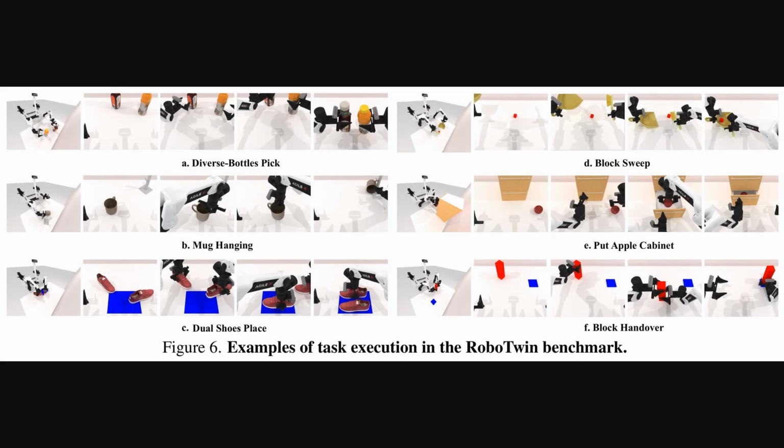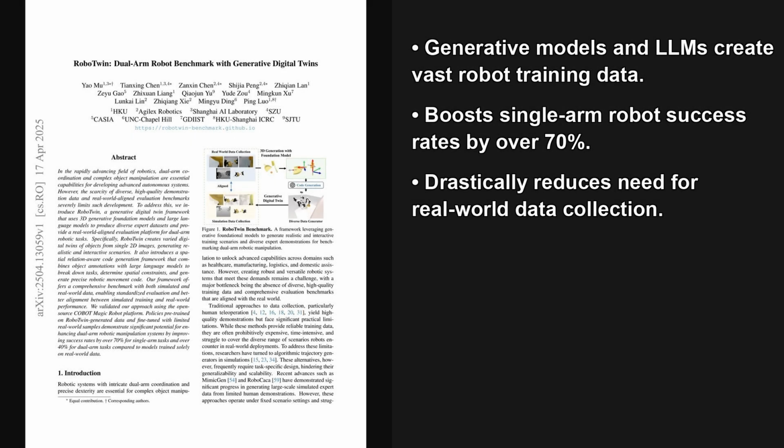And that performance boost isn't just for simple picking tasks. This figure gives a great visual overview of the different kinds of challenges included in the RoboTwin benchmark. You can see everything from single-arm actions, like hanging a mug or putting an apple in a cabinet, to much more complex dual-arm coordination. For instance, there's the dual shoes place task where both arms have to work together in a tight space, and block handover, where one arm passes an object to the other. This diversity is what makes the benchmark so challenging and useful for testing new algorithms. From simple placements to complex handovers, the RoboTwin benchmark really pushes the boundaries of what we can test.